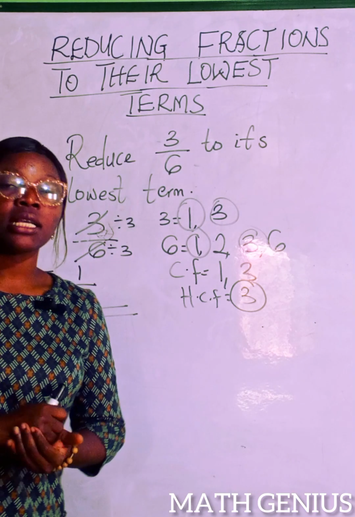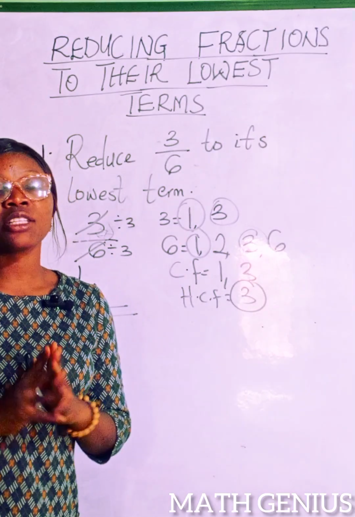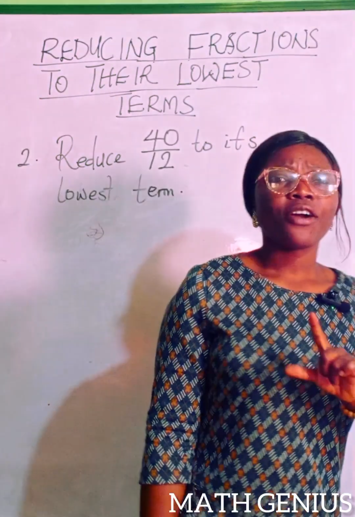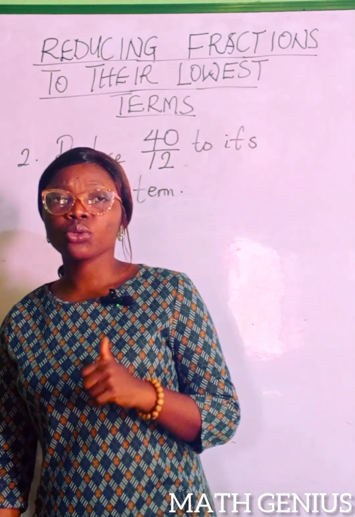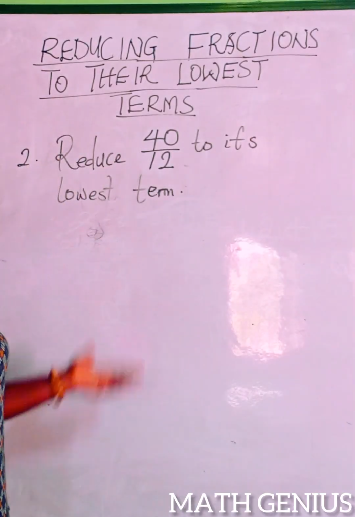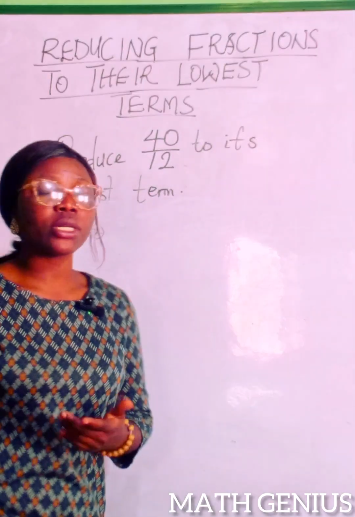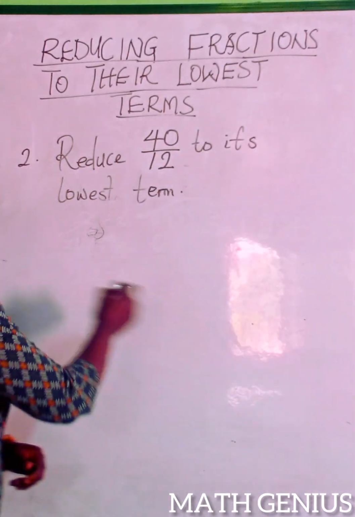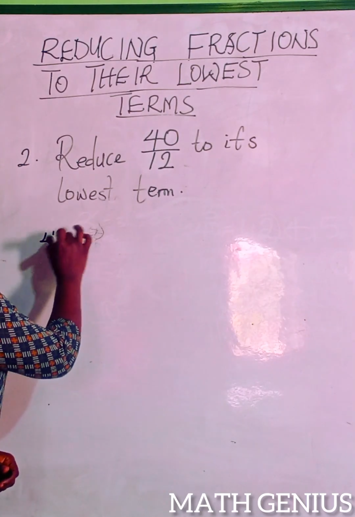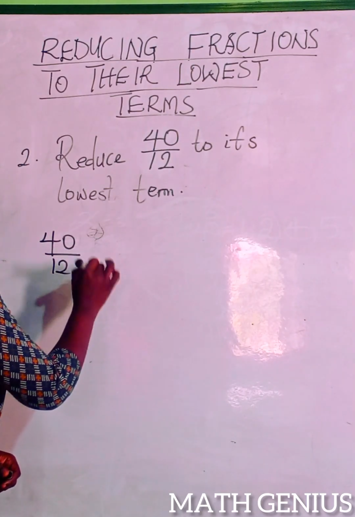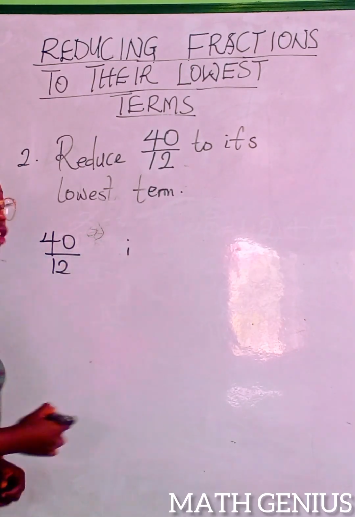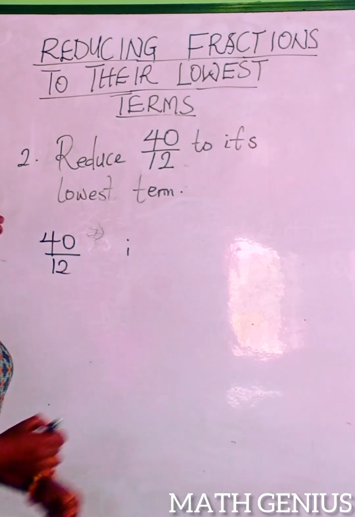I'm going to do another example, then probably that will give you a better comprehension. All right, so we have example 2. It says reduce 40 over 12 to its lowest term. Like I said, the first thing you need to do is to find the factors of 40.